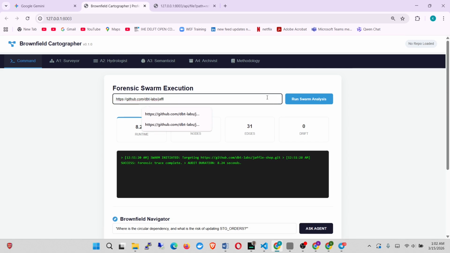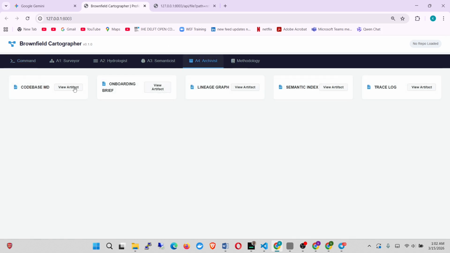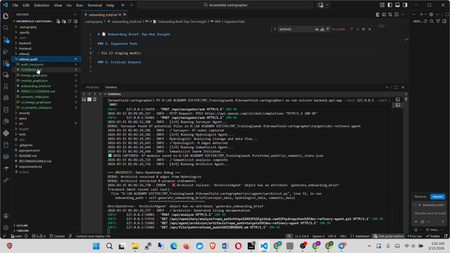I described the code refinery as a sequential pipeline. However, the hydrologist has mapped it as a circular dependency between the refiner and the auditor modules that I didn't expressly document. This is exactly why we are doing the brownfield cartographer, and it is very necessary. It ignores human assumption and brings out the fact and the forensic truth of the architecture, and that's really interesting.